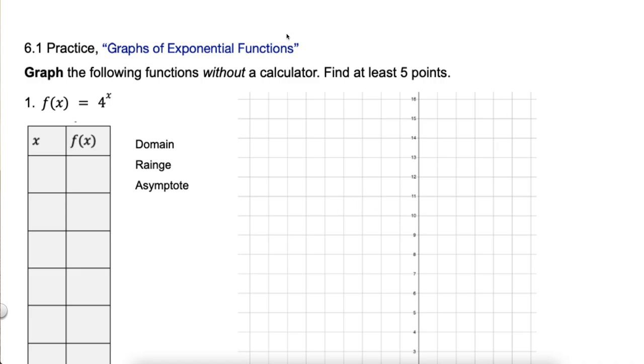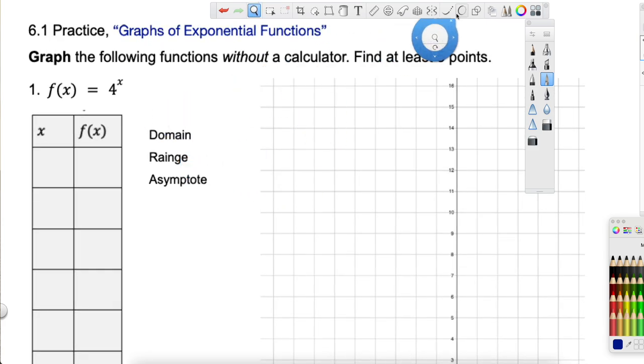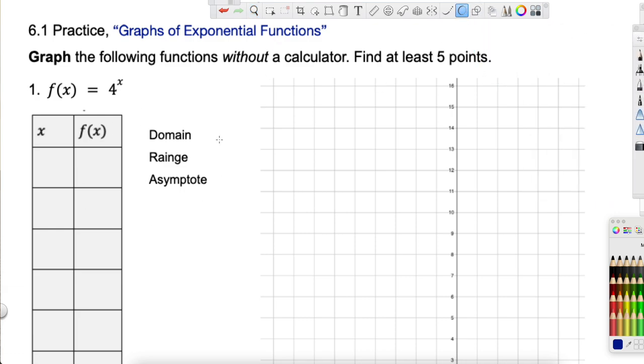I'm going to do some solutions with you guys here on 6.1, graphs of exponential functions. We have several parts here that I want to accomplish. I want to get a graph, but I want to find domain, range, and range has no I in it. And find our asymptotes and plot at least 5 points. Let's get started. Let's jump in.